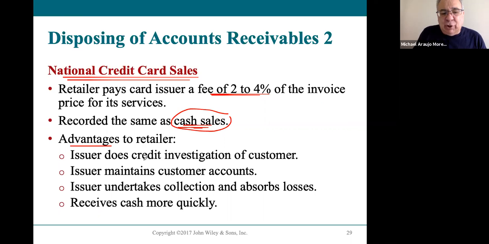First of all, they don't have to do a credit investigation on every single customer that wants to buy something from them. The bank takes care of that. The bank who issues the credit card takes care of that. The bank also maintains the customer accounts. The business itself doesn't have to do that. It's less expense. The bank deals with any collection issues, not the merchant. The merchant gets the cash. All they agreed to is pay the fee. That's it. Right? And of course, again, they do get the cash very quickly. And that's important to merchants.